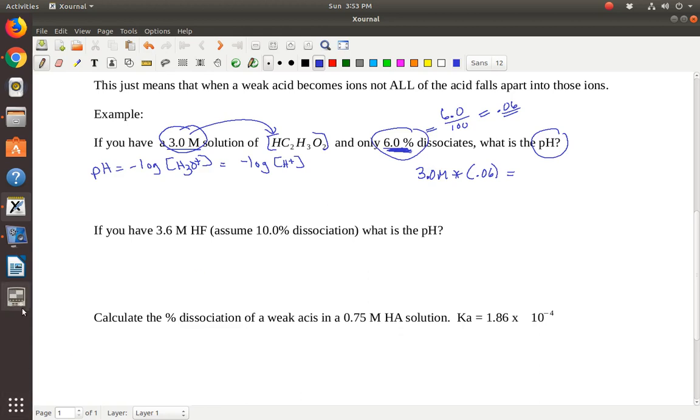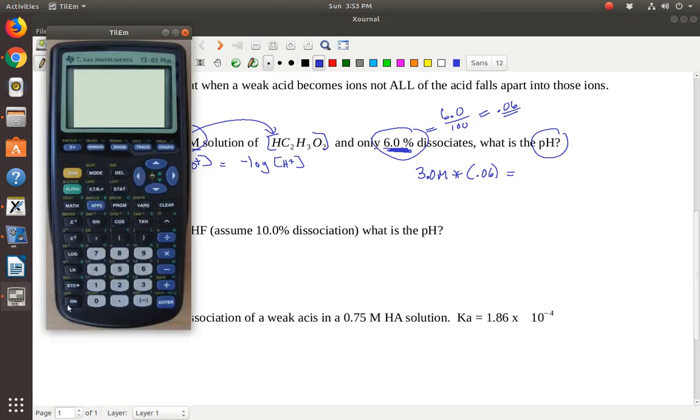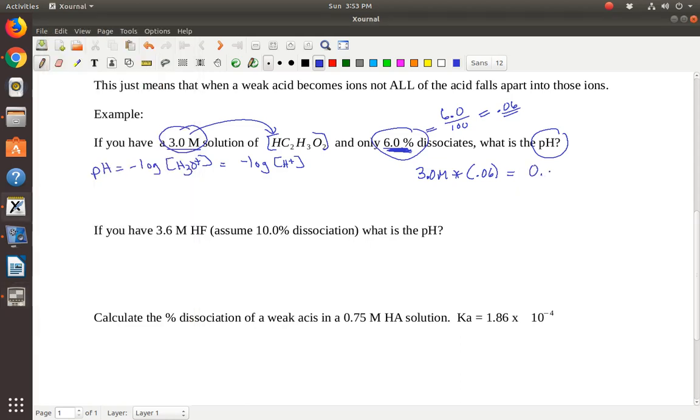So let me pull up my calculator. It's just 3 times 0.06. I get 0.18. 0.18 molar. That's how much hydrogen ion there is. That's the concentration of hydrogen ion. All I did was take the molarity of this acid, but only 6% of it gives me hydrogen ions. So I figure out what 6% of the molarity is. It's 0.18 molar. Now I know what the hydrogen ion concentration is.